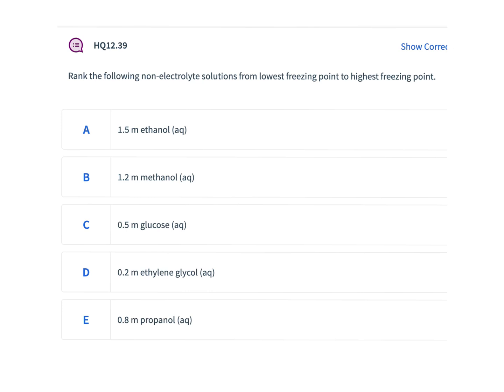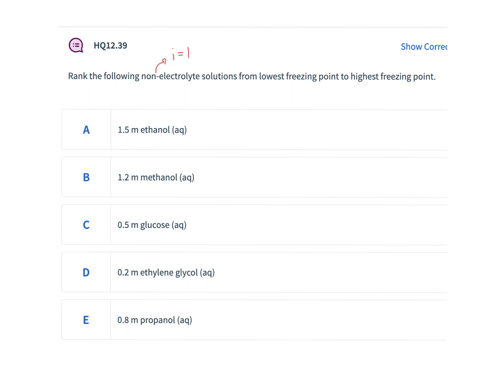For question 12.39 from the homework, we're given the following non-electrolyte solutions, and we're asked to rank them from lowest freezing point to highest freezing point. A few pieces of information are given in this question. First, they tell us it's non-electrolyte, so that means our van 't Hoff factor for all of these is 1.